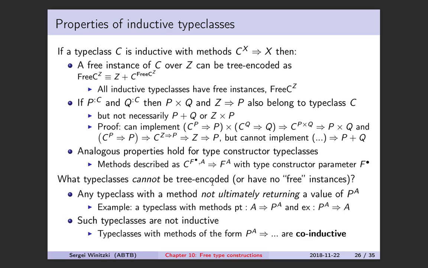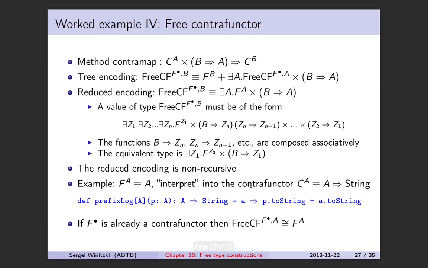I show examples of type classes that are not inductive, and so they cannot be tree encoded into free instances. And one of these examples is this type class with two methods, and another is traversable. And then I indicate what is a co-inductive type class, but this is beyond the scope of this chapter. I come back to a free functor and a free contrafunctor and other free type classes for type constructors.